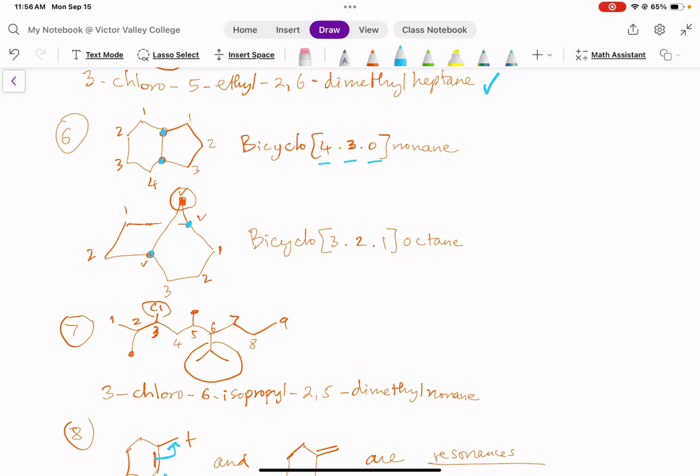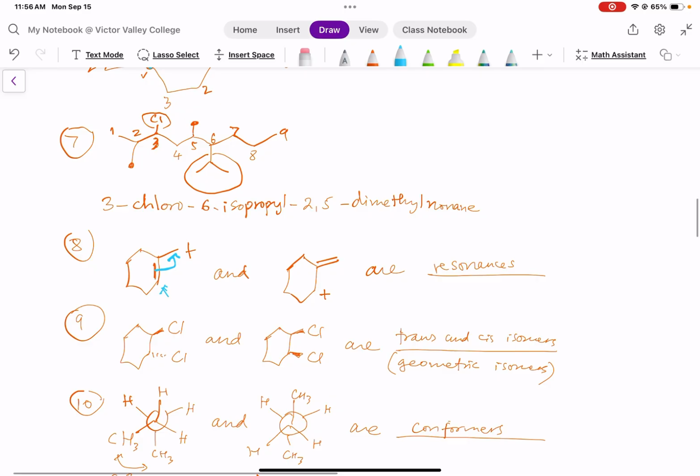Give us a total of 8. So bicyclo[2.3.1]octane means 8 total. Okay, number 7 is a good one. You go all the way across from left to right. That's the longest continuous carbon chain, with the first branch at number 2. That's a methyl.